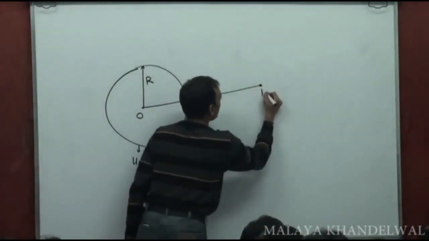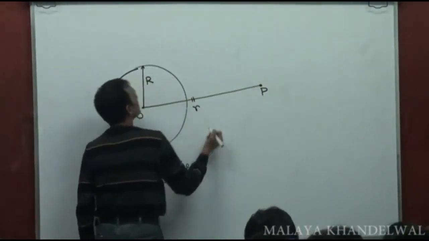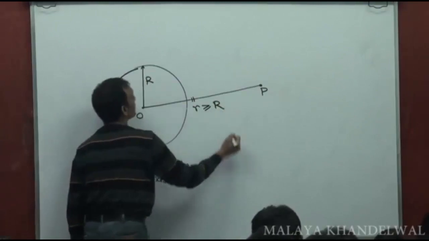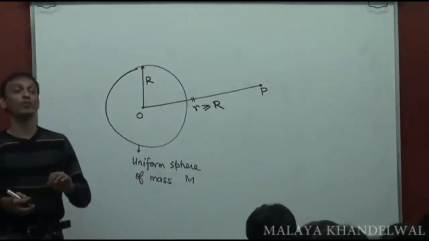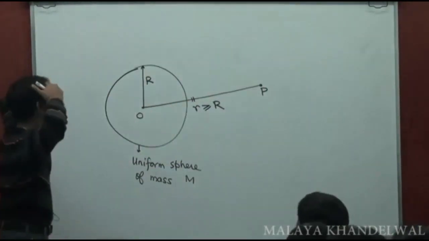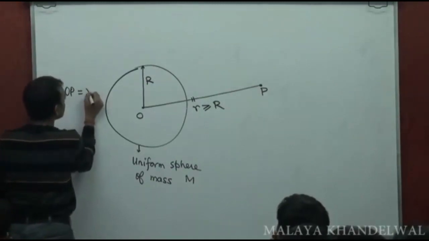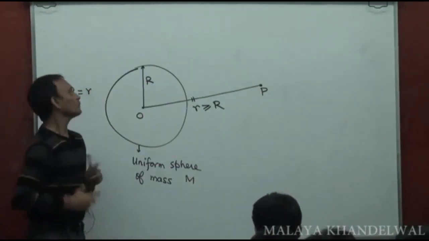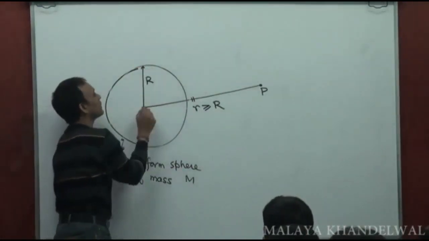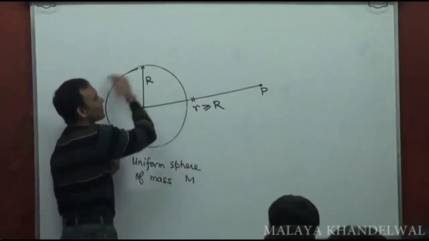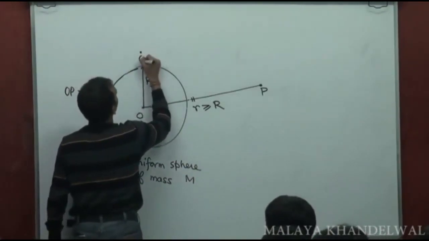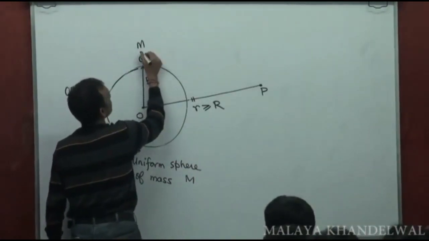Then, for all points P at a distance r, where small r is greater than or equal to capital R, when would that happen? When the point P lies on or outside the sphere. That means when OP is at least R, then this entire mass could be replaced by a point mass at the center. That means at O, I can replace this entire mass by a point mass M.